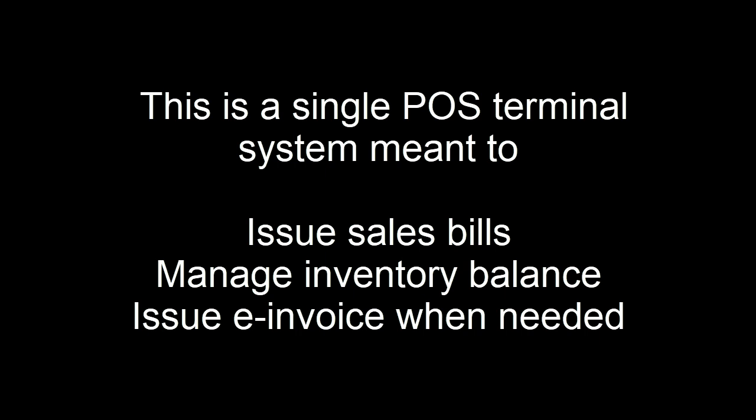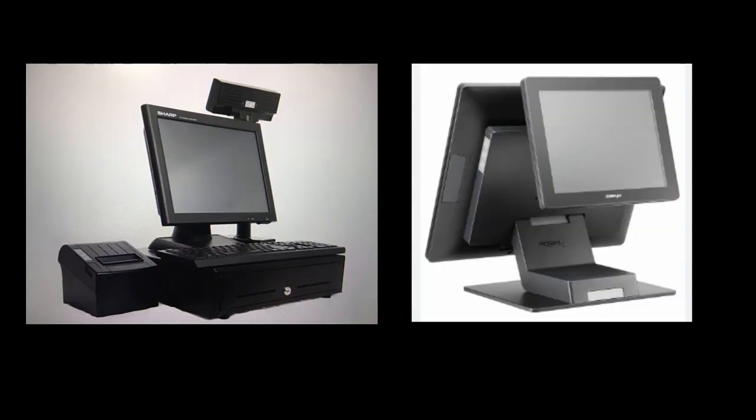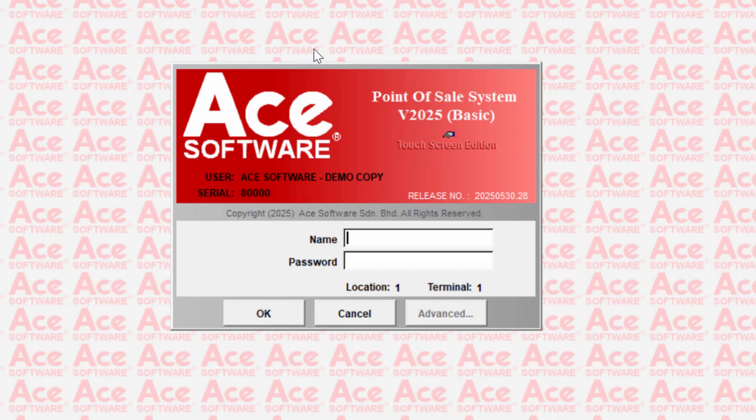Now, this is actually a single POS terminal system meant to issue just sales bills, manage some inventory balance, and issue invoices. It can run on any of these machines. Now, we actually have both an on-premise system as well as a cloud-based one. So let's go into the system first.